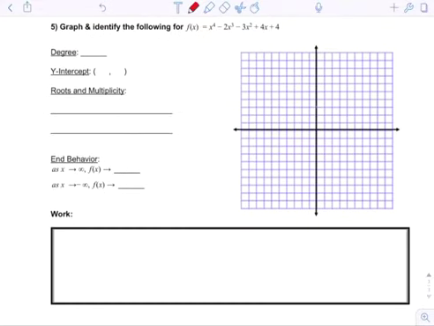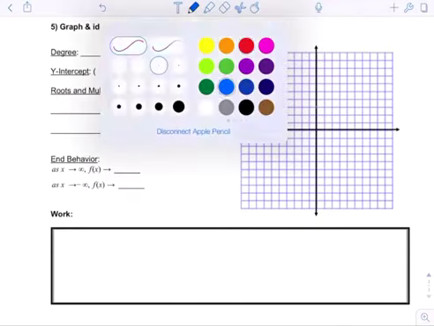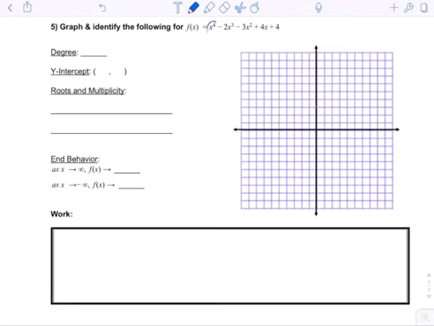Alright, number 5. Now, this is in standard form. So in standard form, you look at the highest degree, which is going to be 4. So it's going to be the leading coefficient, and you just search for which one of these variables has the highest degree, and it's that one. So it's going to be degree 4. And it's a positive, so that means a positive x to the 4th, which is up and up.